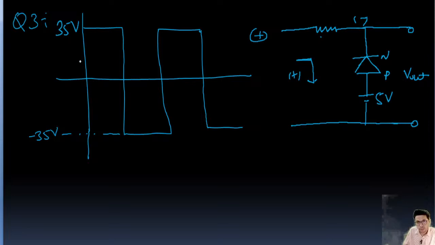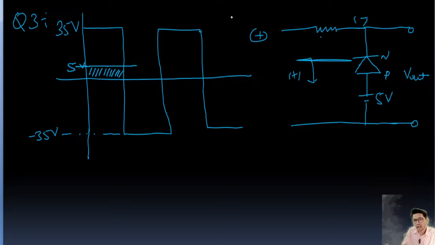The 5 volt, for the first half cycle, this one, the 5 volt will be the output, which means this 5 volt part will be clipped. Okay, 5 volt, this is 5 volt.